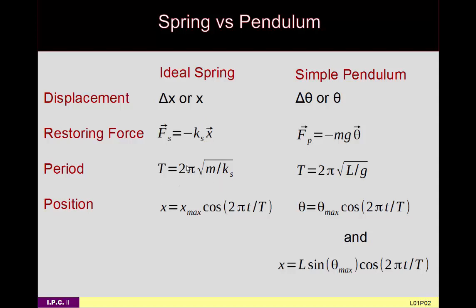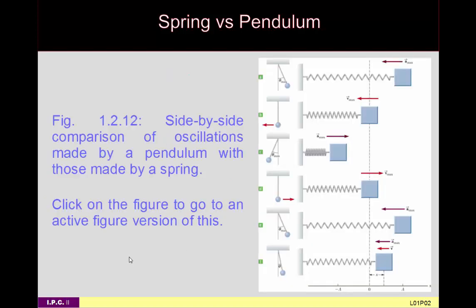Period: 2 pi square root of a property of the spring, 2 pi square root of a property of the pendulum, a property of the Earth, so basically 2 properties of the Earth-pendulum system. And then the position looks like a maximum position times the cosine of 2 pi times t over a period, and ditto for this one. Or if you want it in terms of x, it's going to look like this. So you can do a side-by-side comparison of both the pendulum and the mass.